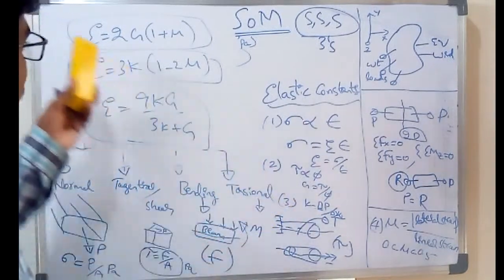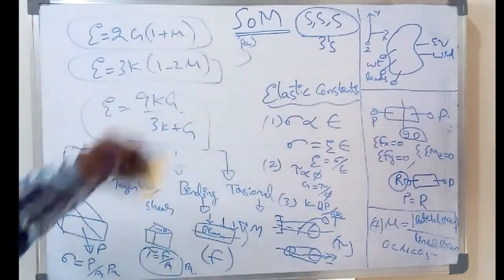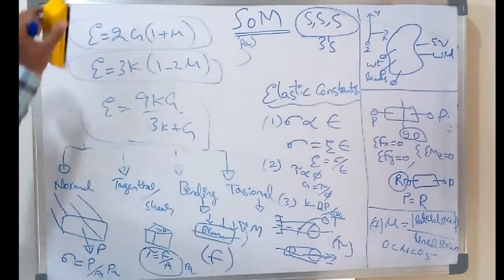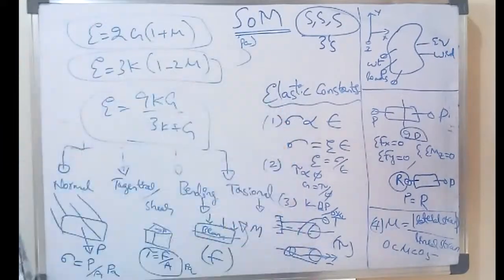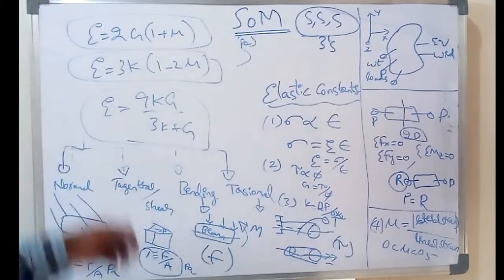These are the elastic constants. E is Young's modulus, G is rigidity modulus, mu is Poisson's ratio, and K is bulk modulus. Okay, these are the three. By combining these elastic constants, we can get these three important equations. These are very important. Okay, thanking you.